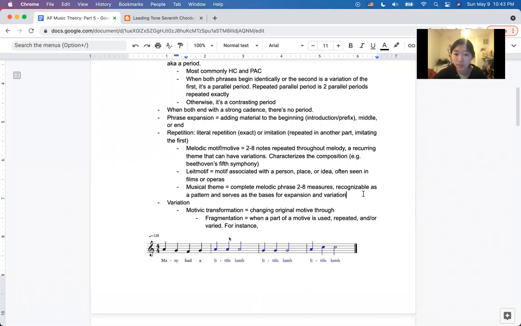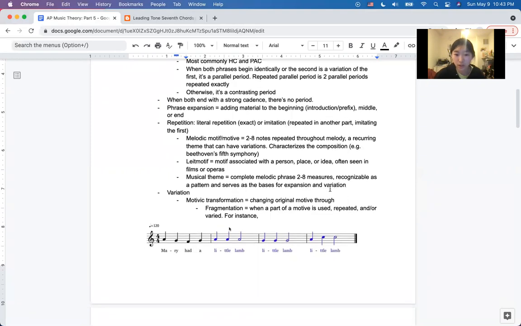A musical theme is a complete melodic phrase. This is 2 to 8 measures. It's kind of like a larger version of a motive. This is recognizable as a pattern and serves as the basis for expansion and variation. This should be basis, not bases.